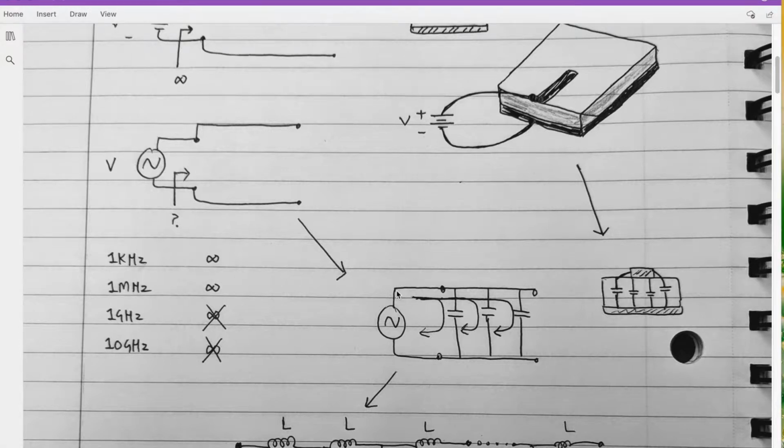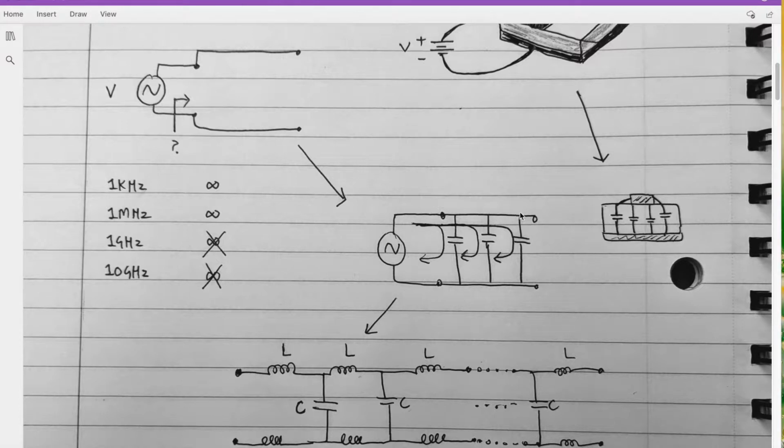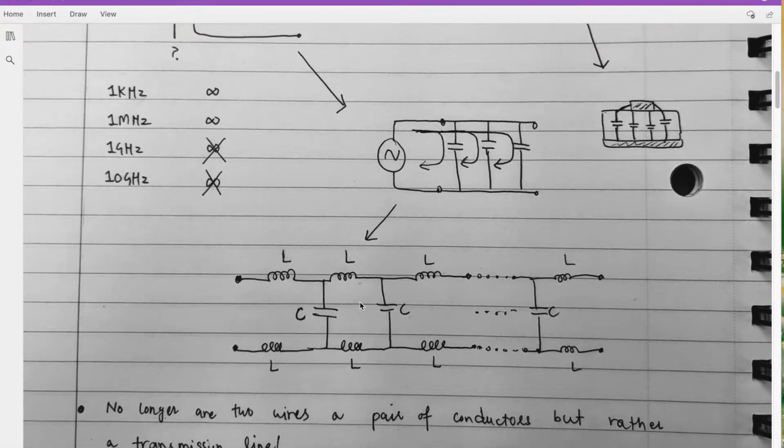That is not true because these wires also have some self-inductances. So you can replace these two wires with an equivalent circuit like this one. So at higher frequencies, a current is flowing through these wires even though they may look open circuit to you. That means this pair of wires has a certain impedance. So no longer are these two just a pair of wires, but rather a transmission line. And together with these L's and C's, they form a certain impedance, which we call the characteristic impedance.